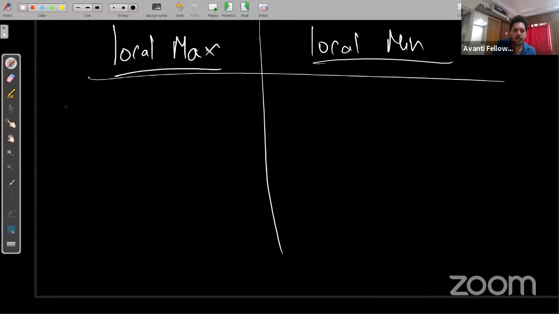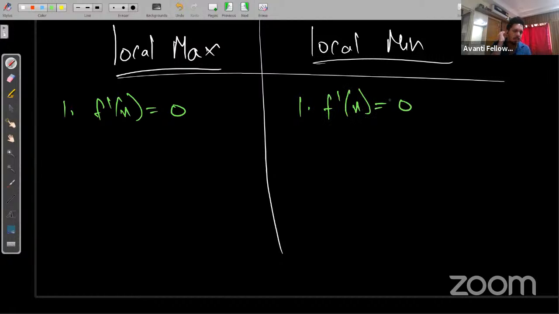What is the first point? What is the condition? f dash of x is equal to 0 is your first point, guys. For minimum also same condition. First point will be same because finding critical point is same, na? Then you will get x is equal to critical points. Remember this point here, okay? And now, what is the second point, guys?